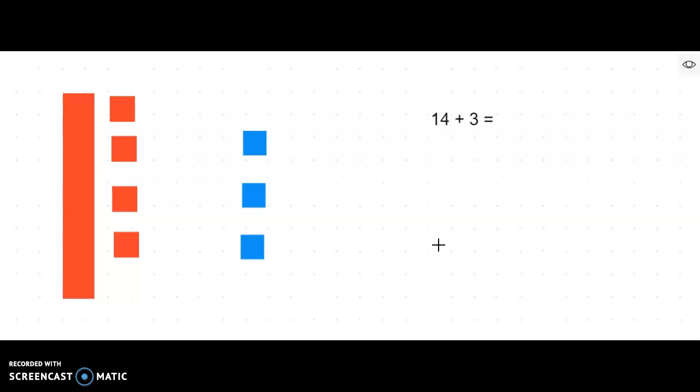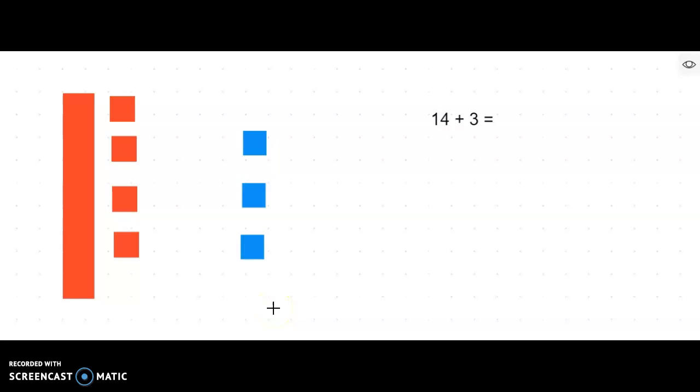Today, we're going to review what we were working on Thursday. Review means look at something we already learned. We are going to review adding tens and ones. Our first problem is 14 plus 3. So I've set up my number sentence and my pictures to help me.